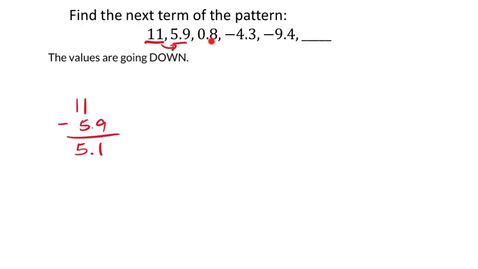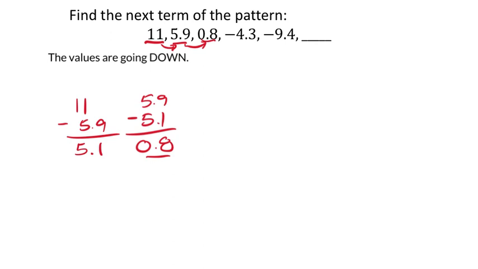From 5.9 to 0.8, it should also subtract 5.1. So we go here and we say 5.9, and then we're going to subtract. So 5.9, again, I already know that it should go down 5.1, and if it does, then we should have found some kind of pattern here. So minus 5.1, and it gives me the 0.8, which is, in fact, the next value in the pattern.